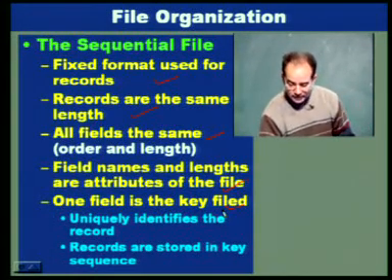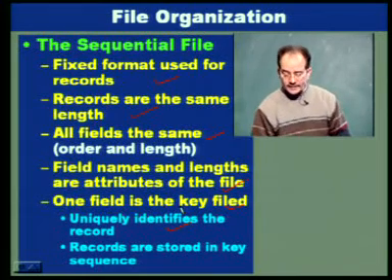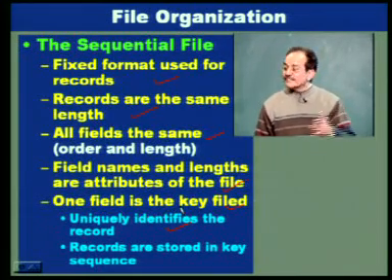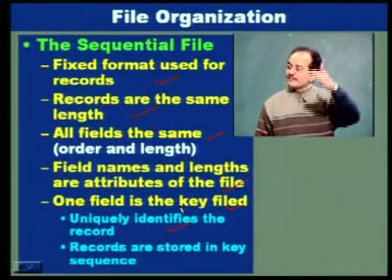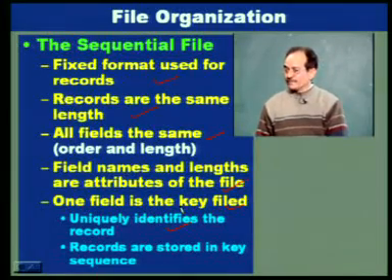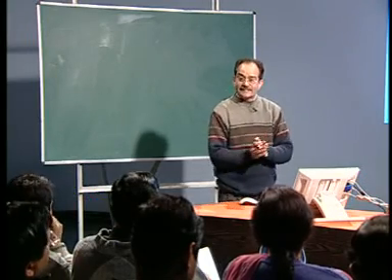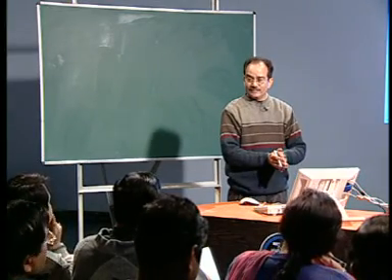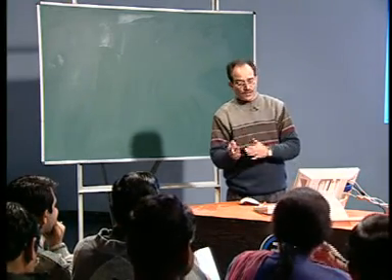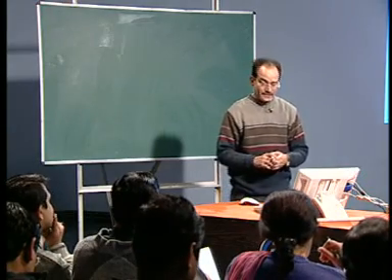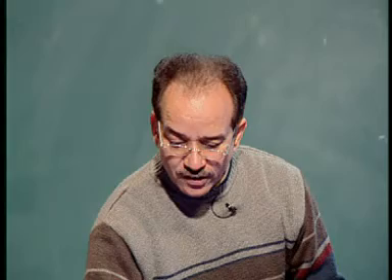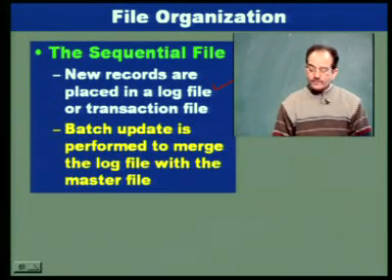Now, what is the use of this key field? It uniquely identifies the records, and records are stored in a key sequence. Maybe I can have a sequence of roll numbers. If no sequence is there, then I may be having the sequence of the records. So, this is what we call a sequential file organization, and new records are placed in a log file or a transaction file, and we perform a batch update.